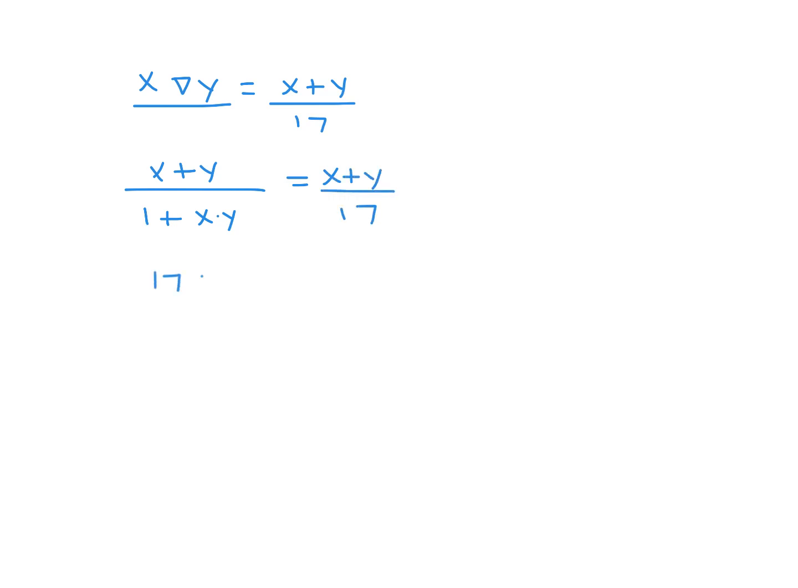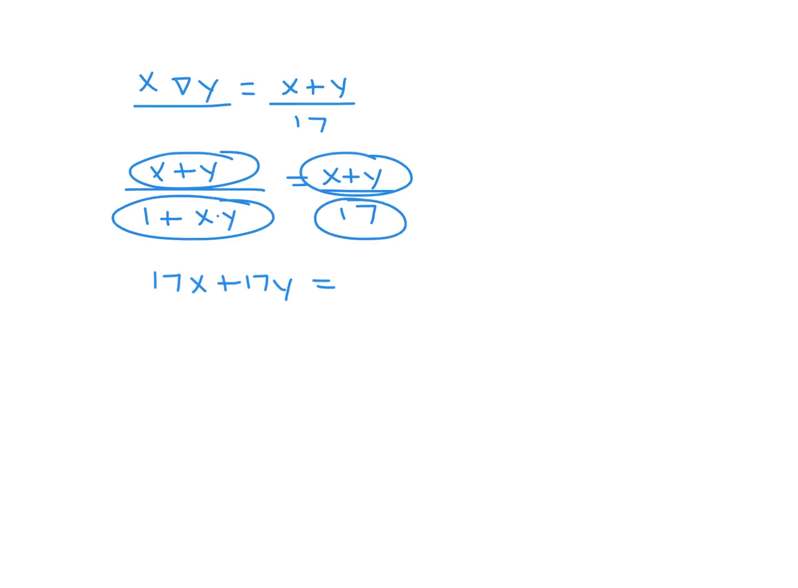All right, so I guess we just have to solve this. So cross multiplying, 17x plus 17y is equal to, oh, I see. I don't even need to go through all that. This is the same as that. So that means this must be the same as that. Okay, let's make life a little bit easier for myself. 1 plus xy is equal to 17. So therefore xy is equal to 16.